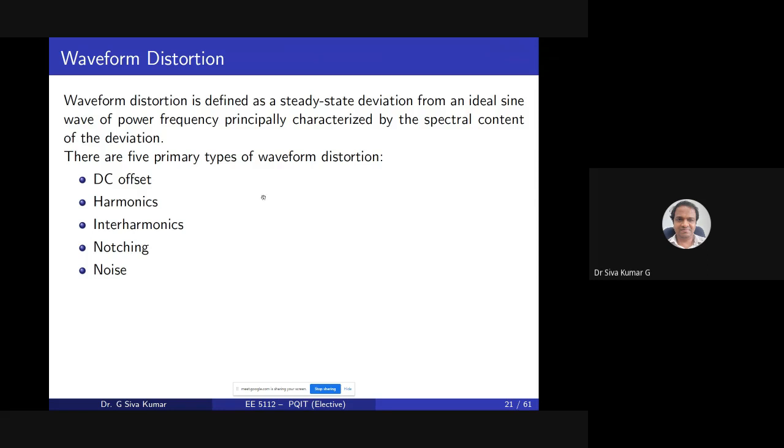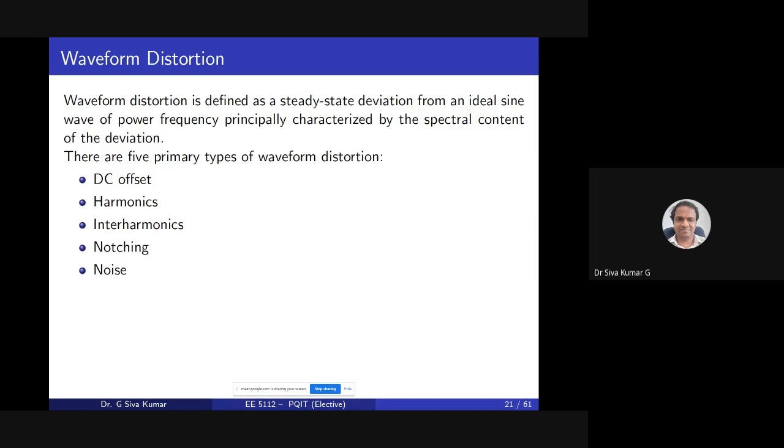And then the interharmonics. These are the interharmonics, which are a non-integer multiple of the fundamental frequency components. The interharmonics arise majorly because of induction heating or the induction arc furnace, where the load of that induction arc furnace is going to change intermittently.